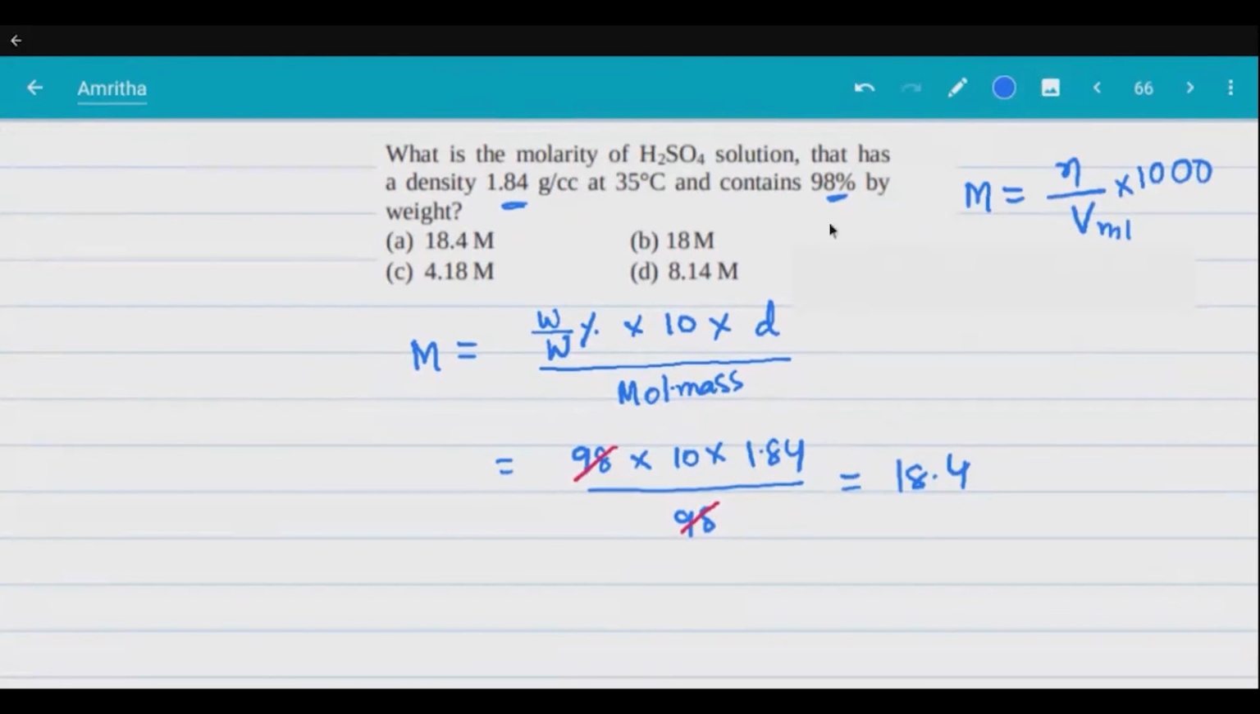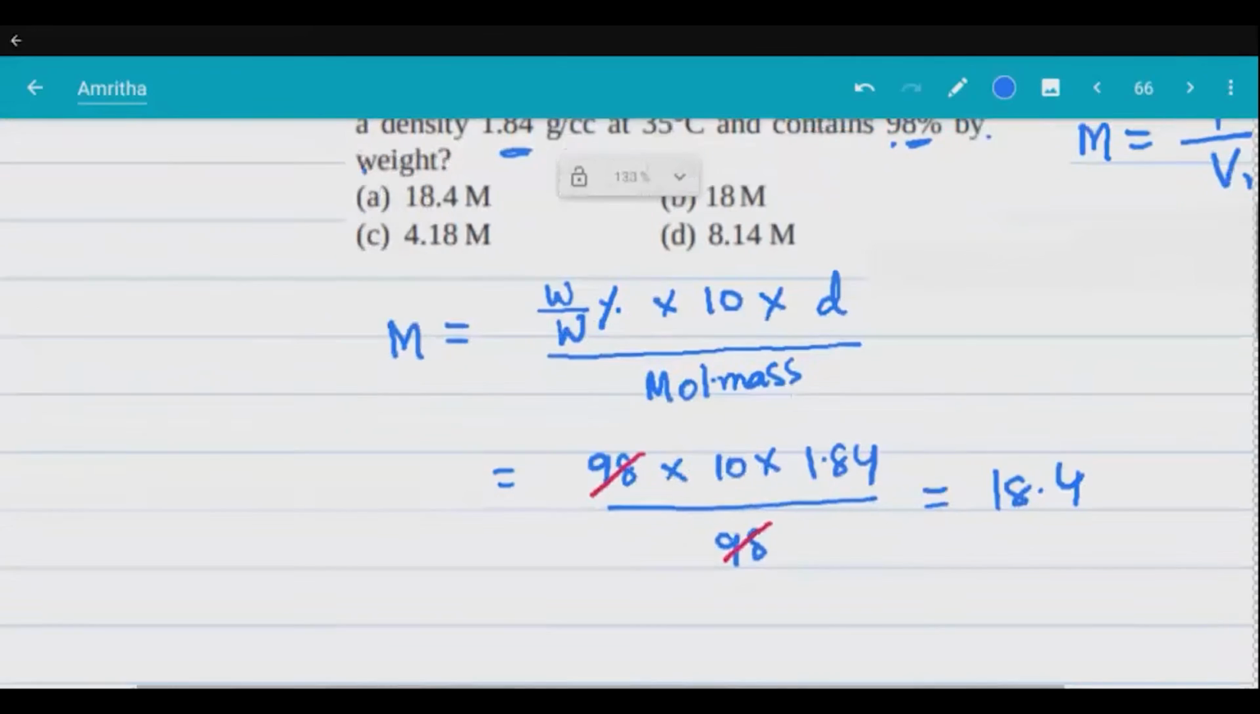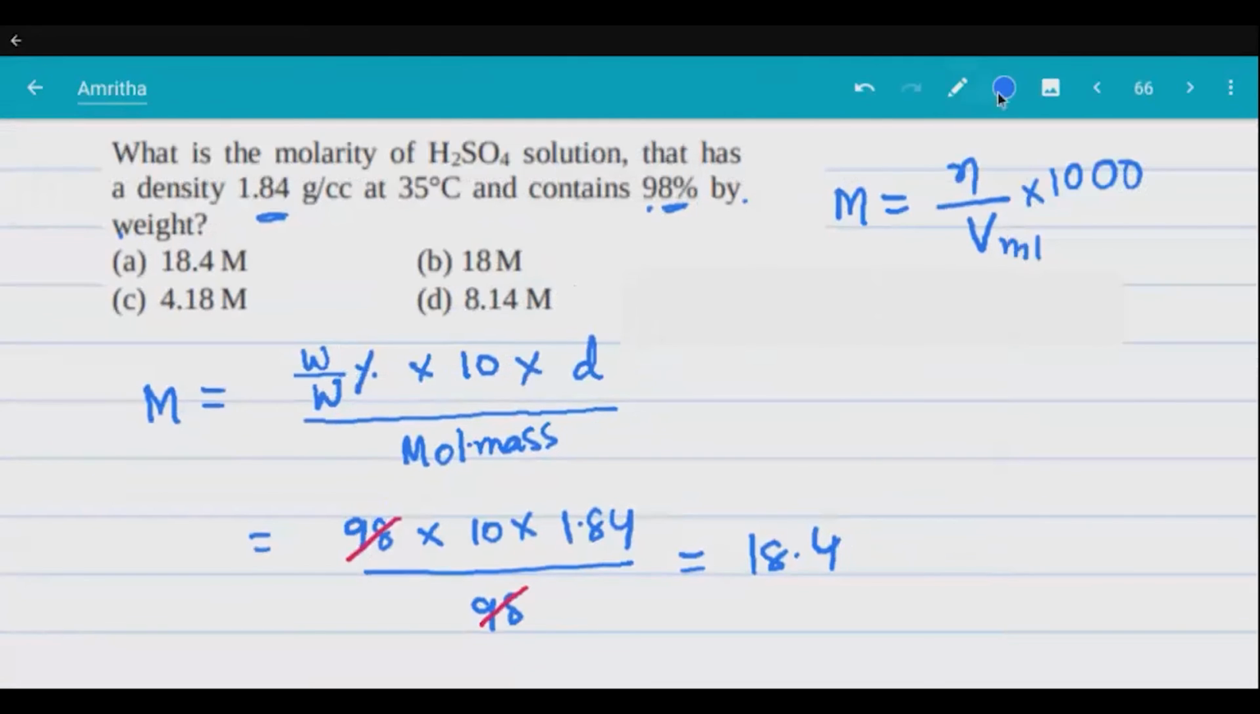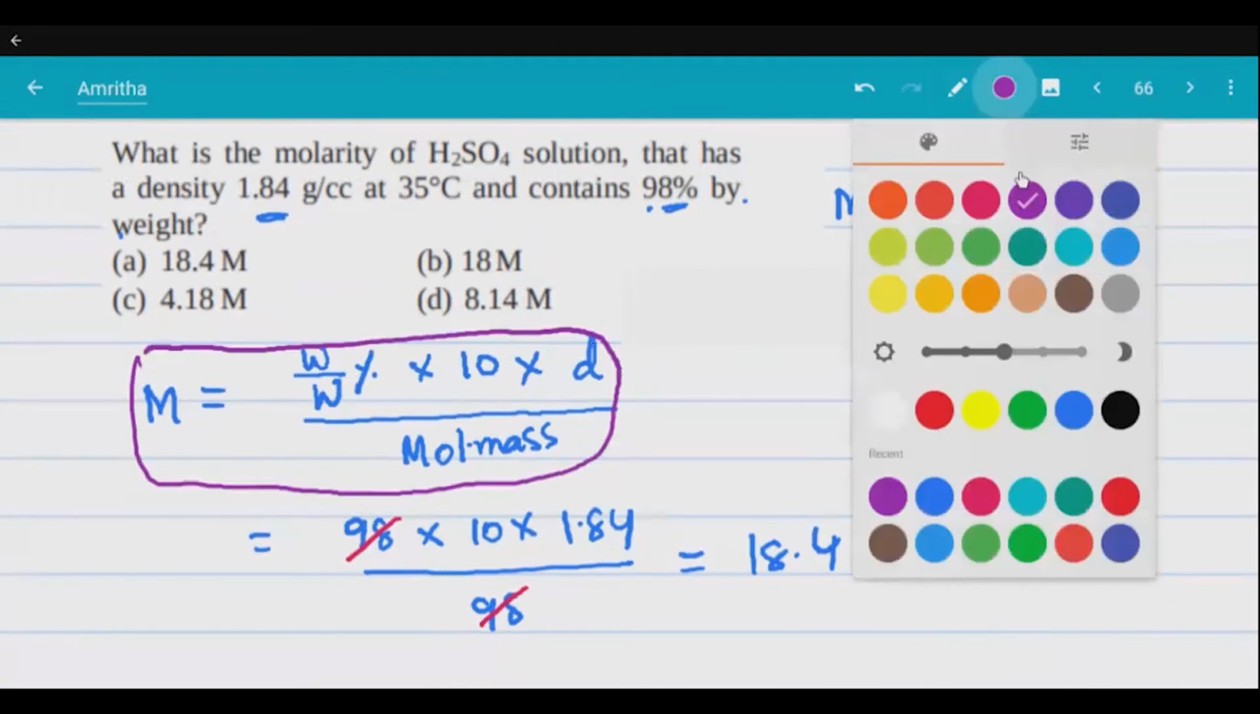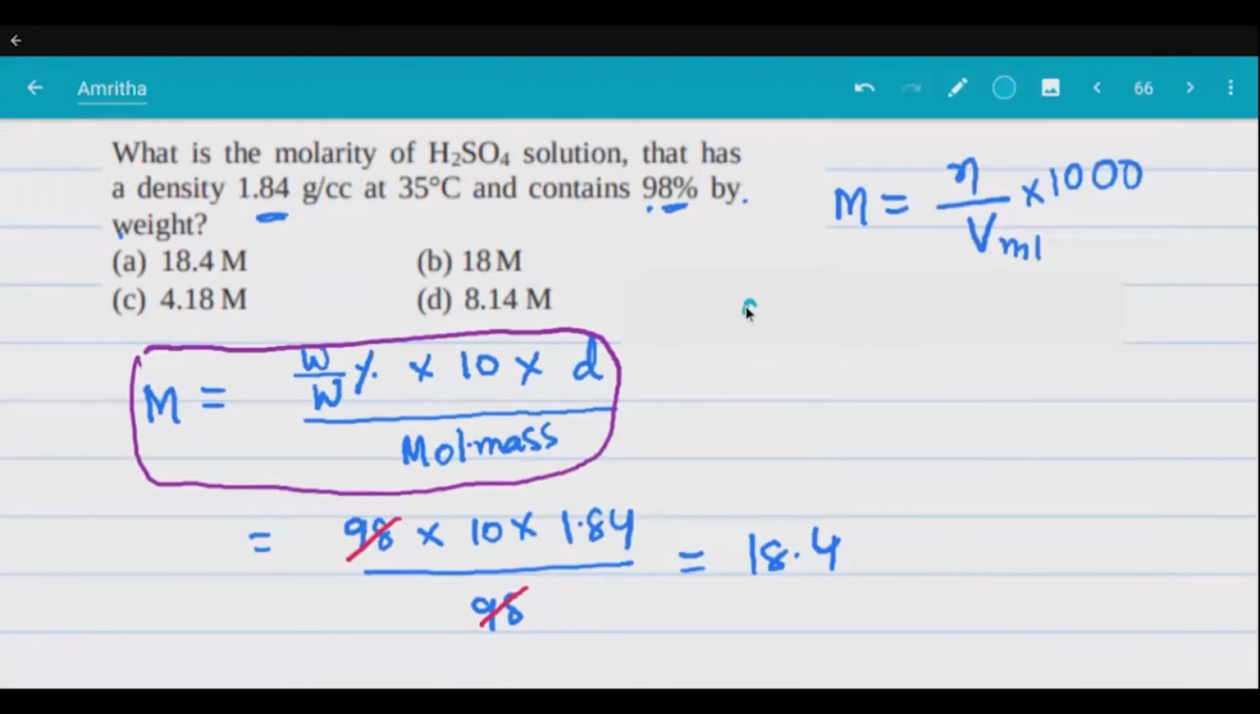Now 98% by weight. By weight, not weight by volume, by weight. So what I'll do is a very simple, normal way, without knowing any formula. Suppose I don't know this weight percentage into density formula. So 98% is given, and I'll proceed like this.